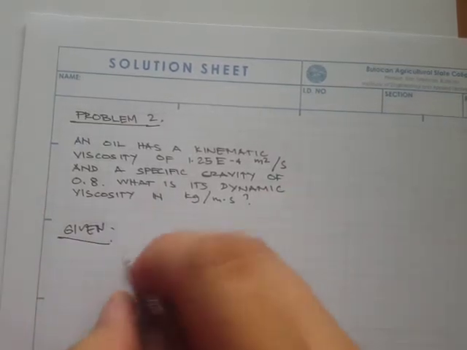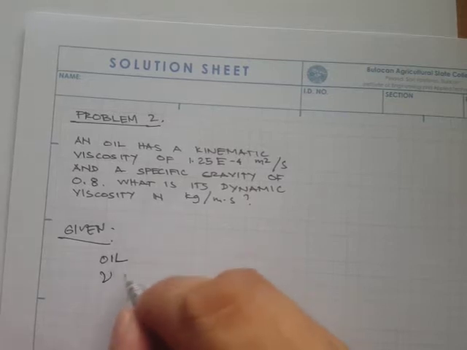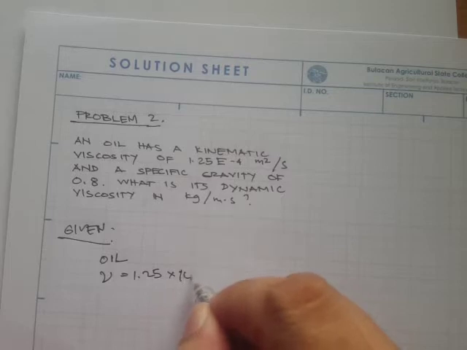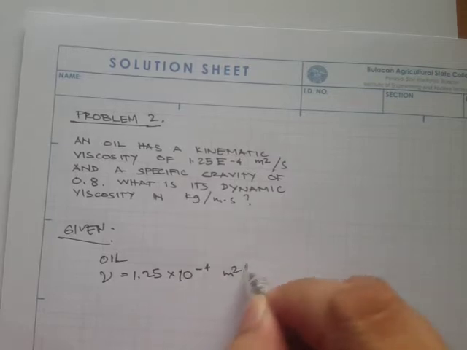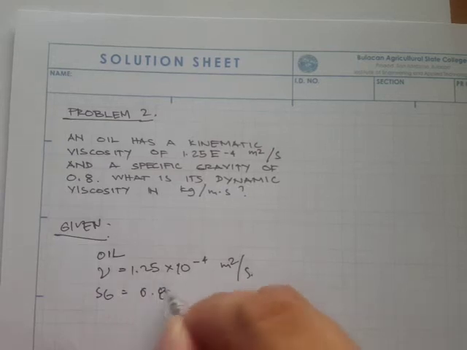Okay, so for the given, we have the substance, that's oil, and we have our kinematic viscosity of 1.25 times 10 to the negative 4 meters squared per second, and our SG of 0.8.